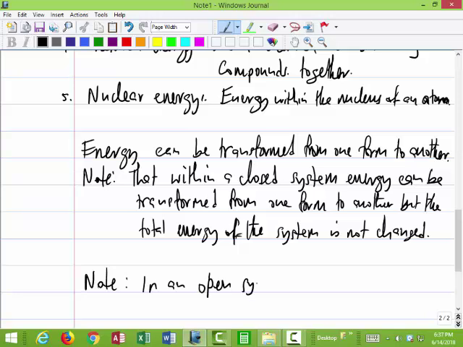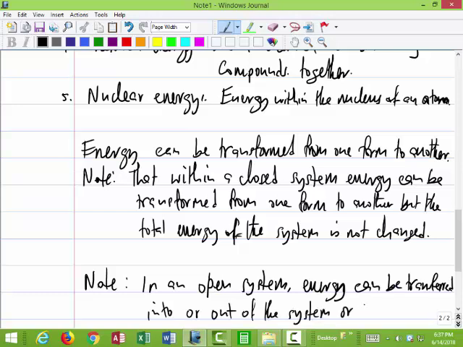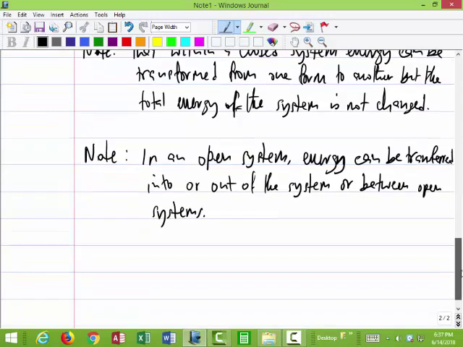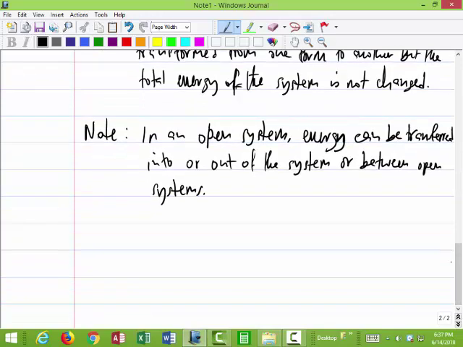So in an open system, energy can be transferred into or out of the system, or between systems. So what we've learned right now is two concepts: energy transformation, where energy can be transformed from one form to the other, and energy transfer, where energy can be transferred into or out of a system or between systems. When I talk of energy transformation, what I mean is energy can be transformed, for example, from kinetic energy to potential energy. So I'll make a note of that here for you.